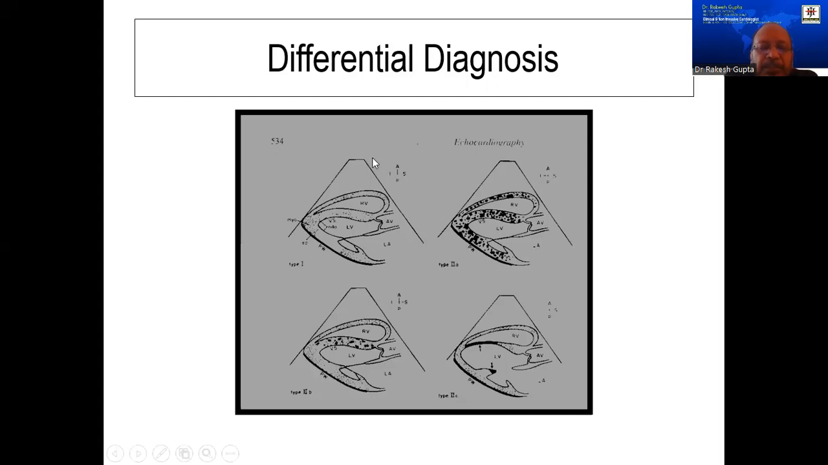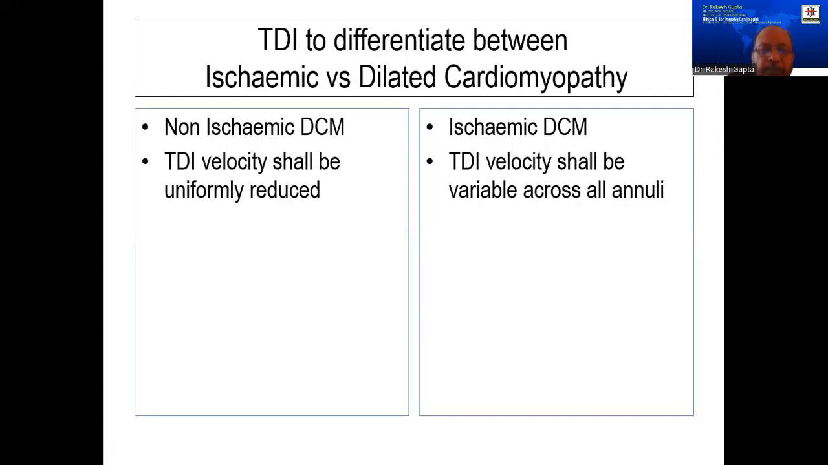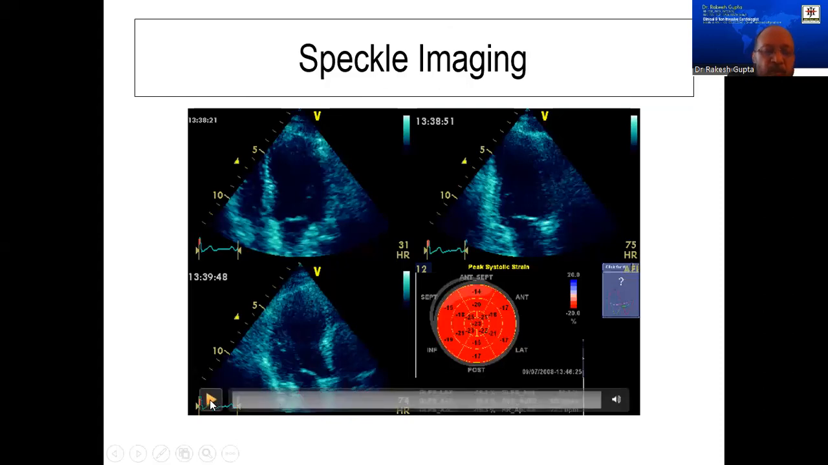Here's a pictorial diagram. This is normal when you see the LV cavity. Then this is where the scarring happens, and when this kind of scarring happens, this is a variety of ischemic cardiomyopathy. We do speckle imaging in these kinds of populations. If you see the two-dimensional strain which is uniformly the same in color, then we say it's normal. If it's uniformly reduced, then it's dilated cardiomyopathy. And if it's a variable kind of pattern, we call them ischemic cardiomyopathies.